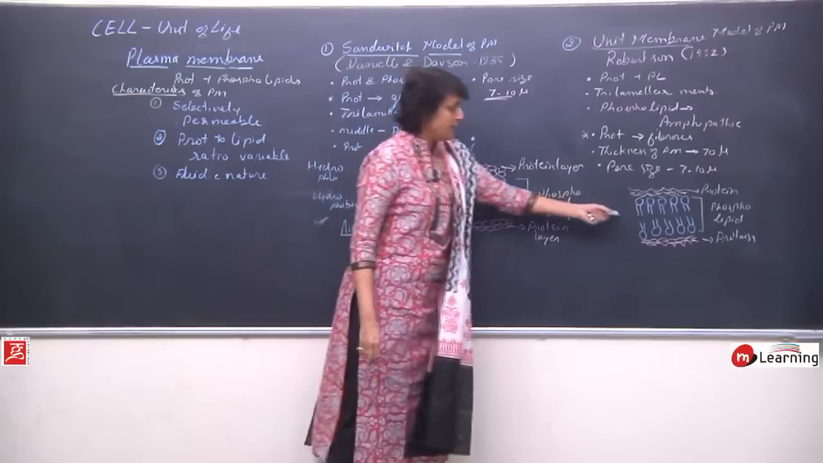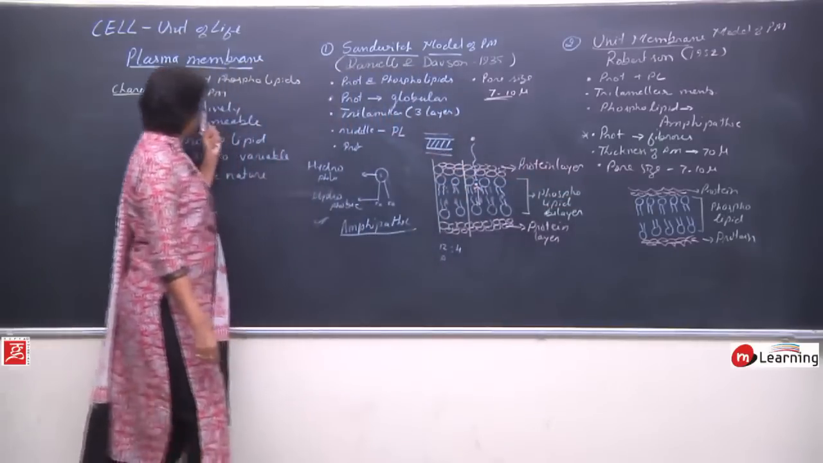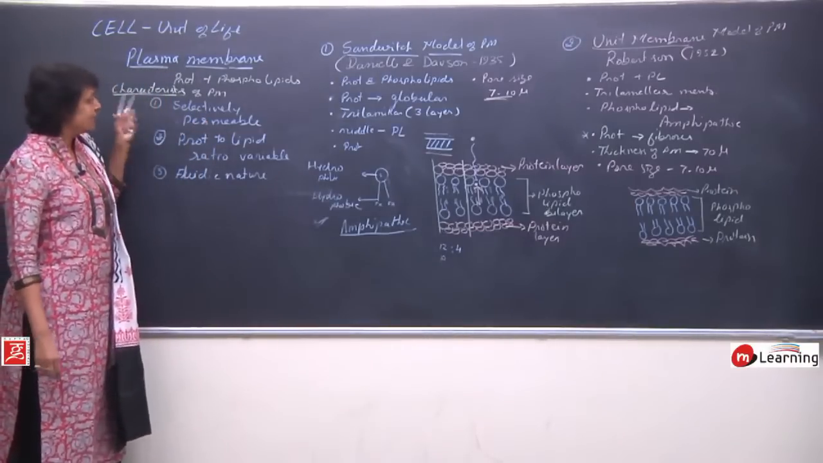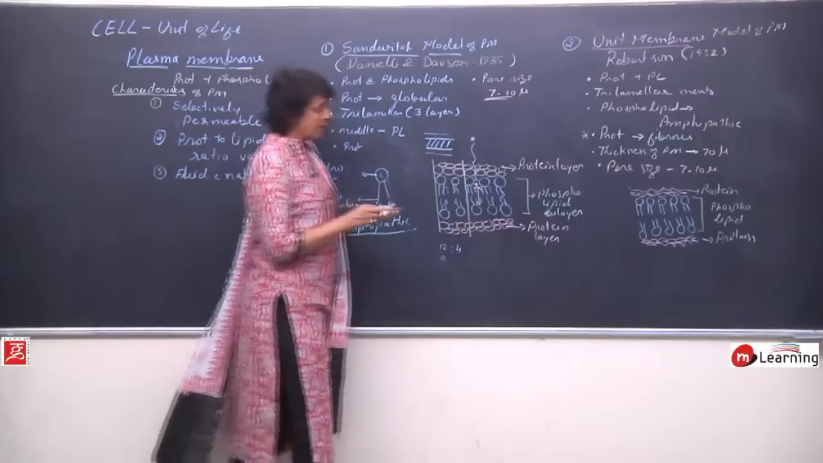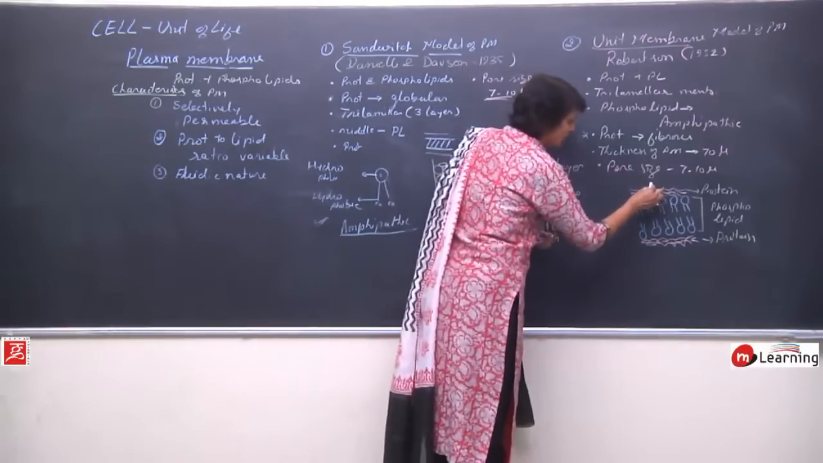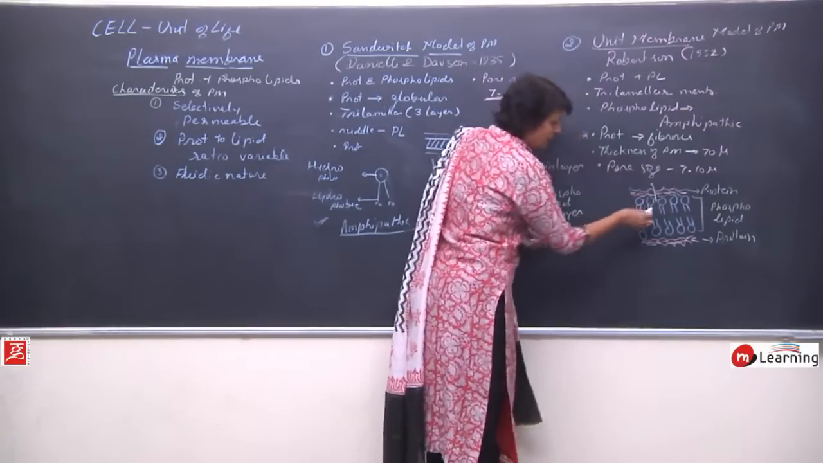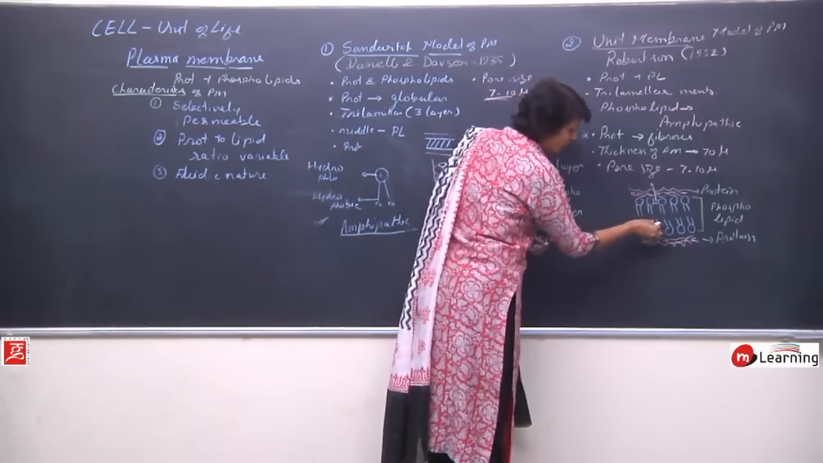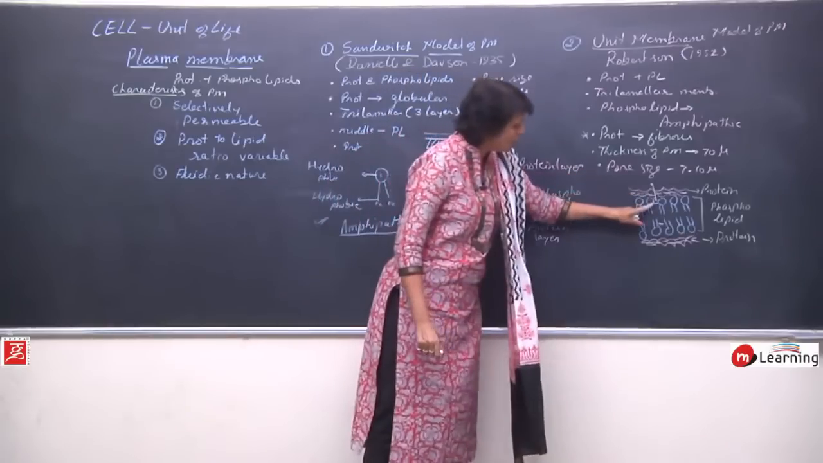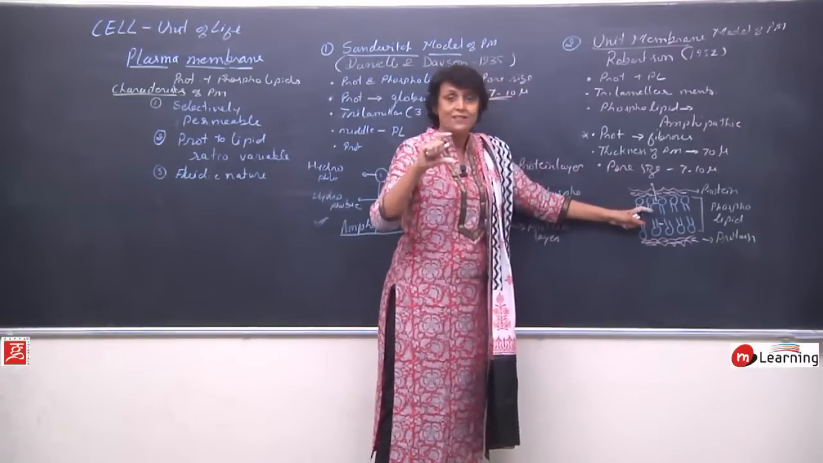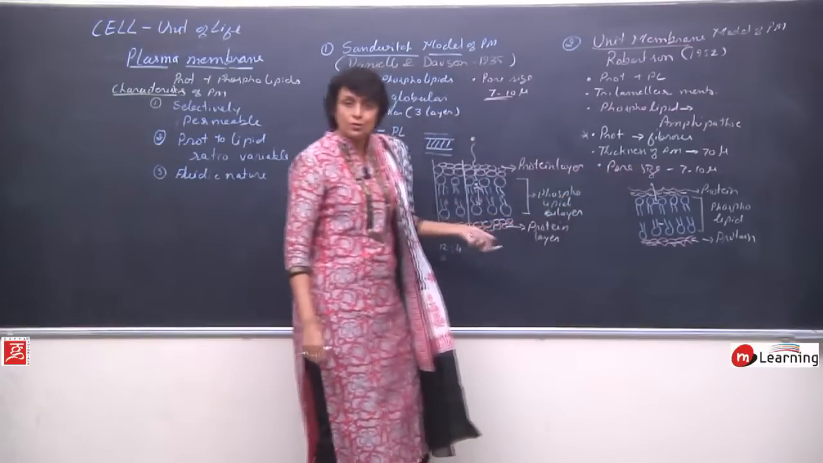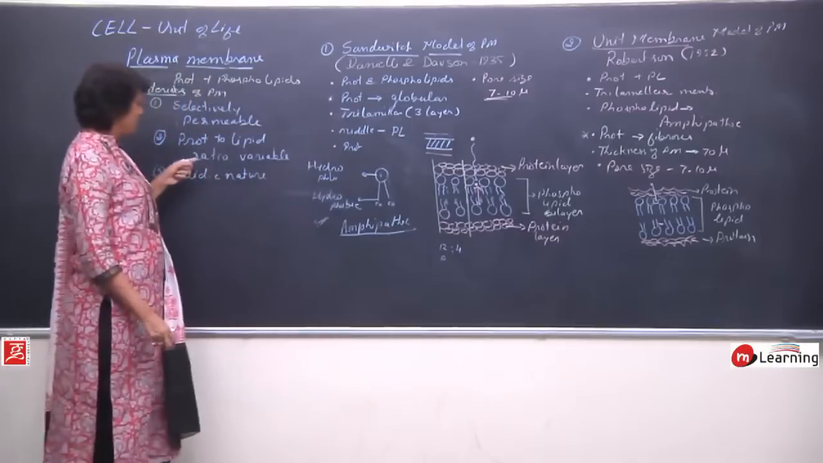Let us see whether this structure explains the 3 characteristic features of the plasma membrane. First is selectively permeable, whether the membrane is permeable or not. It comes to the same point. Water soluble substance can reach up to here, but again it encounters a hydrophobic band. So this water soluble substance will not be able to travel through this hydrophobic. So entry of water soluble substances into the cell is impossible with this structure.